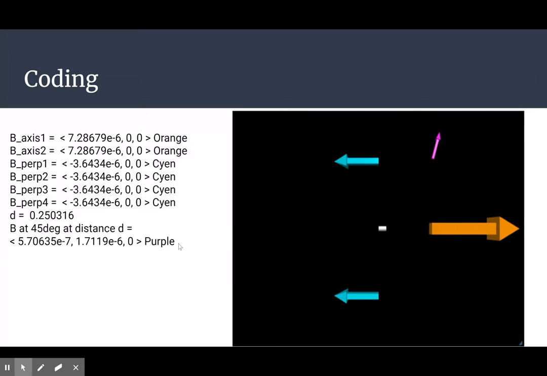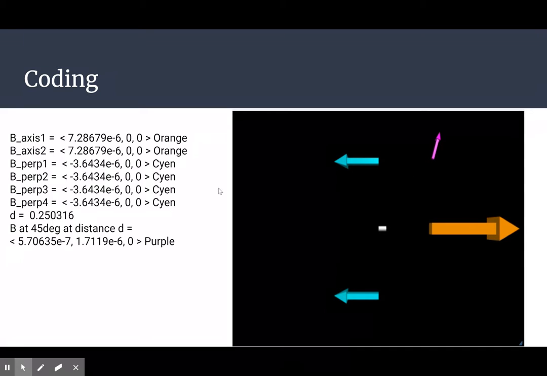Now I'll go over the coding real quick. I left the GlowScript code in the submission if you want to go over the coding. Now I'll go briefly over the goal of the coding and what the results are. The goal of the coding, as indicated in the introduction, is to find different values for B on axis, perpendicular, and at 45 degrees, and then visualize them as different arrows.